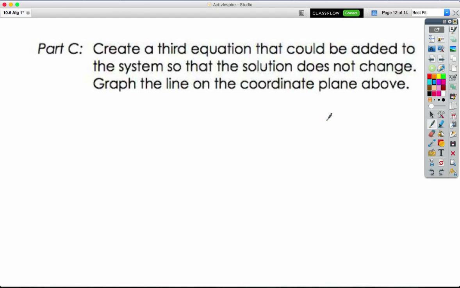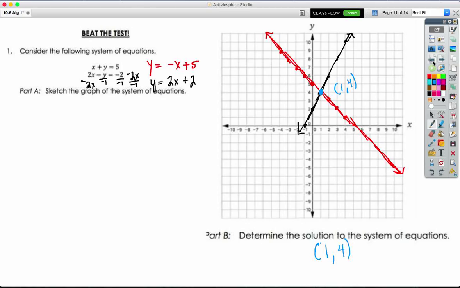Part C says create a third equation that could be added to the system so that the solution does not change. Graph the line on the coordinate plane. So this is pretty open-ended. I mean, there's a few number of equations that make sense, but there are really a whole lot of equations that you could write as long as it's an equation of a line that goes through this particular point. It has to be an equation where 1, 4 is a solution to that system.